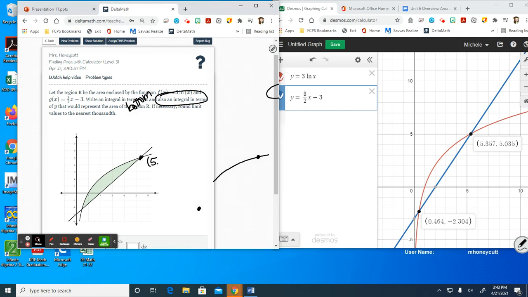So 5.357, 5.035. And then this point is 0.464, negative 2.304.